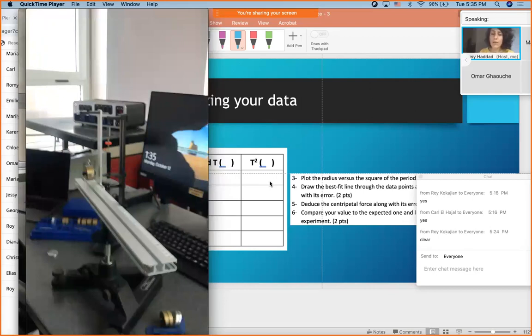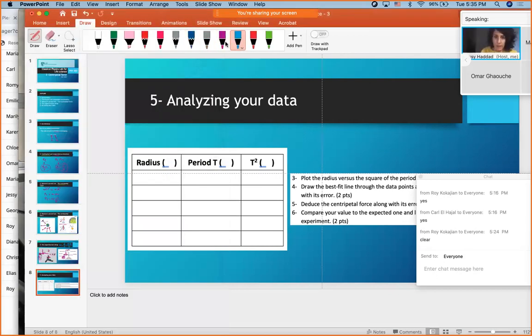Usually the students find it a bit difficult to understand how this actual speed would give me a centripetal force that would mimic the behavior of the hanging weight, like be equivalent. All right, so now you're gonna change the radius. For each radius, you're gonna measure the time and then the period.